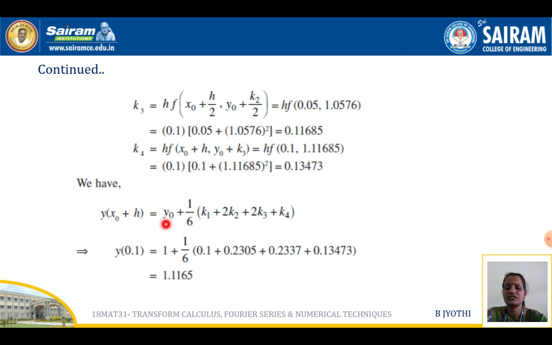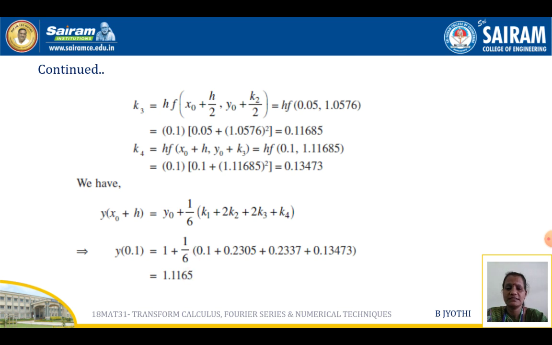So after finding the values of k1, k2, k3 and k4, let us substitute in the formula y(x0 + h) = y0 + 1/6 (k1 + 2k2 + 2k3 + k4). This on substitution and simplification we get y(0.1) = 1.1165. This is the completion of stage 1.